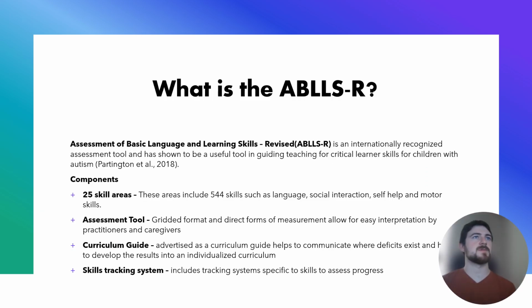The first assessment tool that we'll be looking at is called the ABLES-R. It stands for the Assessment of Basic Language and Learning Skills. It's internationally recognized as an assessment tool. It's been shown to be useful in guiding teaching for critical learner skills for children with autism. Some of its components include 25 different skill areas, and of these skill areas, there's about 544 different items, and these approach subjects like language, social interaction, self-help, and motor skills.